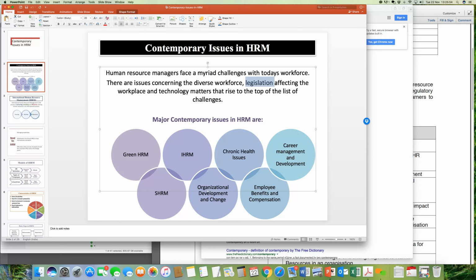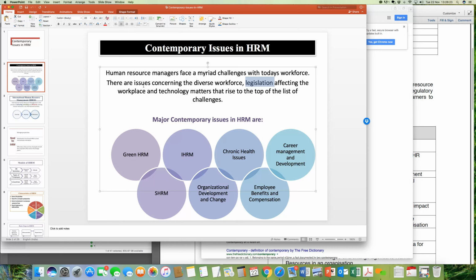So the role of the HR manager is managing this diverse workforce and understanding the boundaries of legislation or law which they have to comply with, in order to make sure that they are able to provide all the relevant benefits and all the relevant things as per the particular rules and regulations within a country.